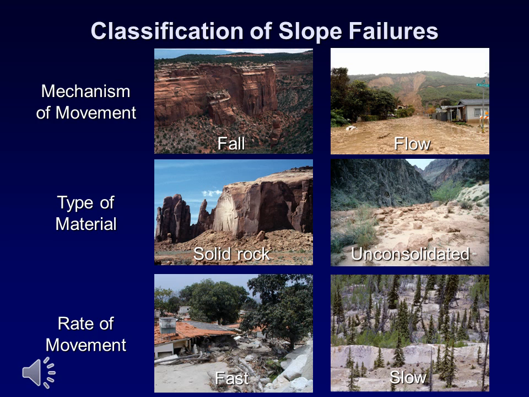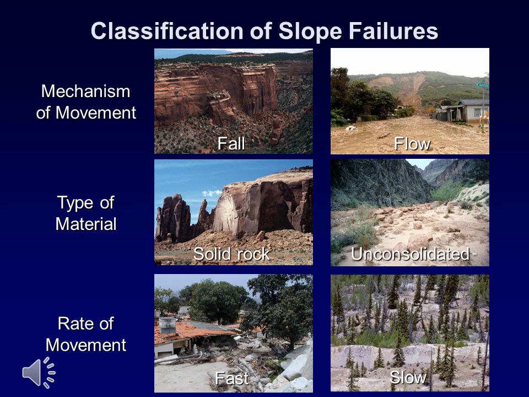Slope failures are classified based on 3 different criteria: the mechanism of movement, the type of material, and the rate of movement. For the mechanism of movement, you're talking about either a fall or a flow. If you're talking about a fall, this is a mass-wasting process whereby large rocks and smaller pieces of bedrock detach and fall onto the ground.